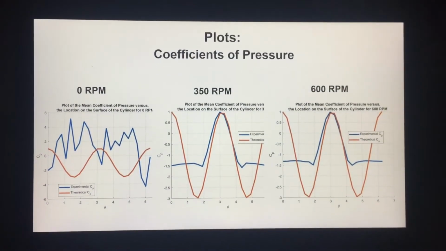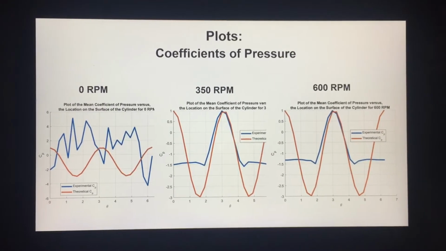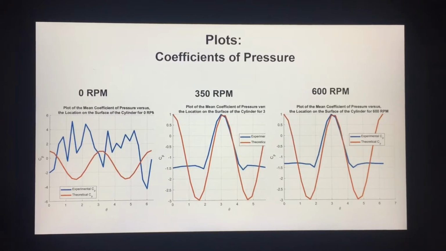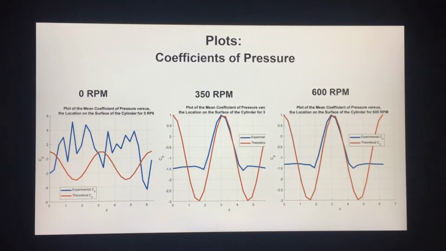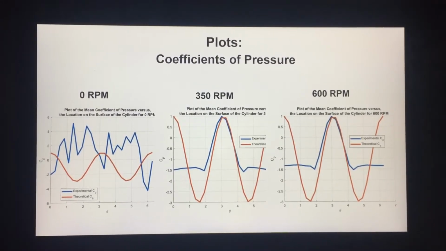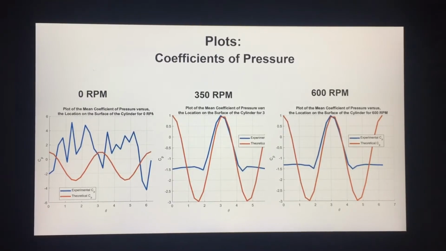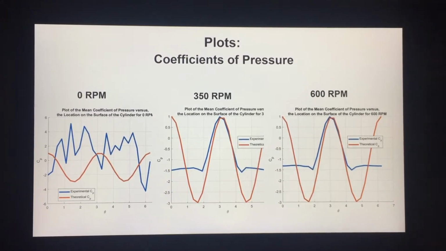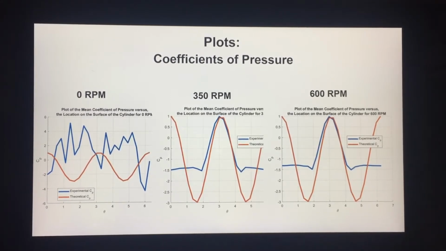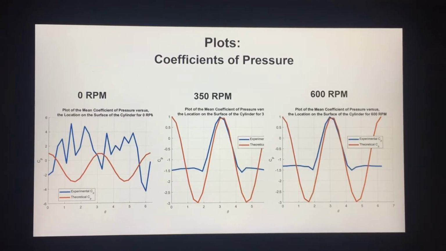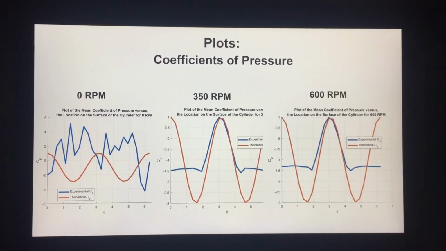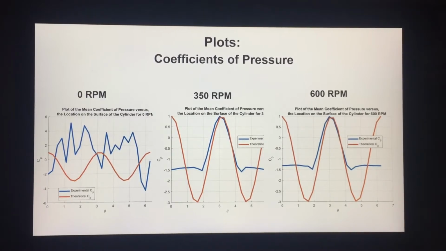This slide shows the three different coefficient of pressure plots that were calculated using the static pressure taps along the cylinder. At 0 RPM, this graph isn't that meaningful because there's no flow through the wind tunnel, and the values are just really random. But once you get to 350 and 600 RPM, the plots begin to become more meaningful.